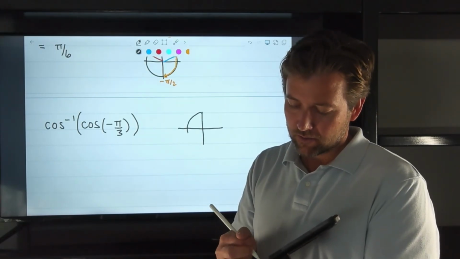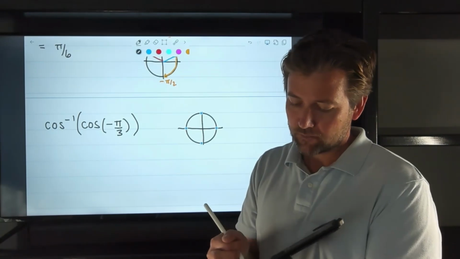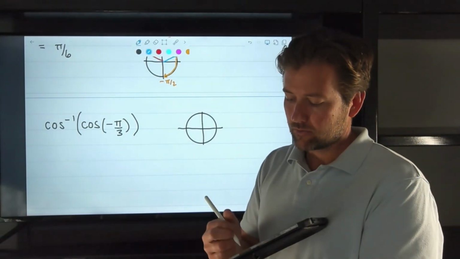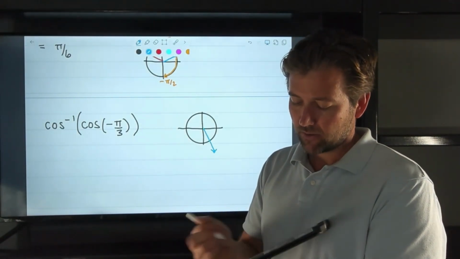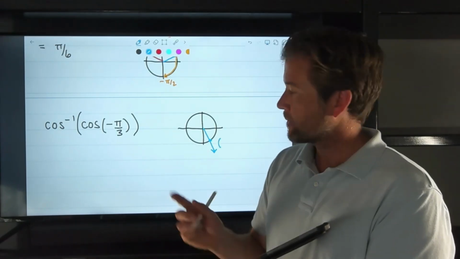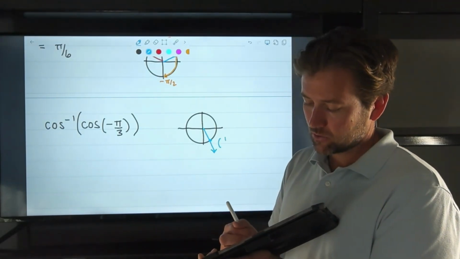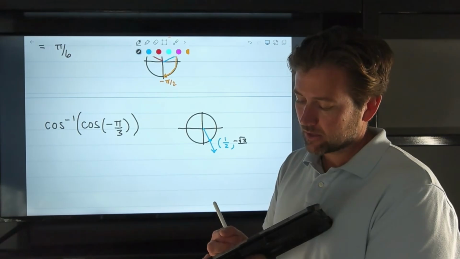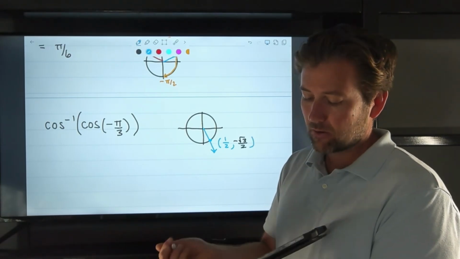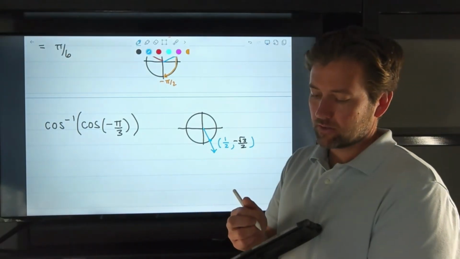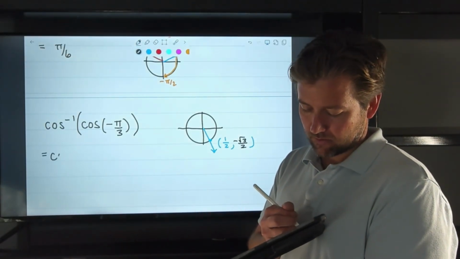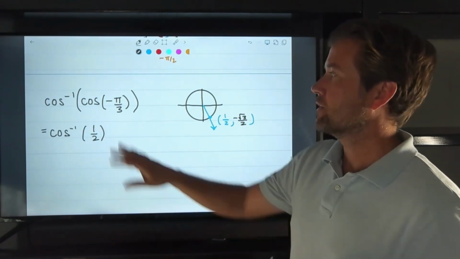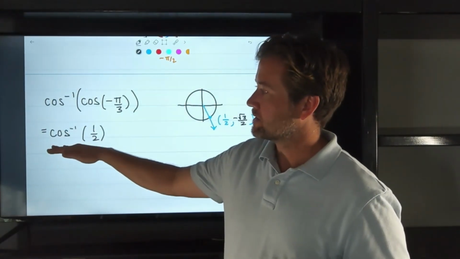So let's just evaluate this first part. I'm going to draw the angle negative pi over 3, so we're going to go clockwise. And negative pi over 3 is right here. Now cosine represents the x coordinate of this point on the unit circle, which is 1 half, comma, yeah, this point is negative. The y value is negative square root of 3 over 2, but it doesn't come into play here. The cosine of this angle is just that x coordinate, which is 1 half.